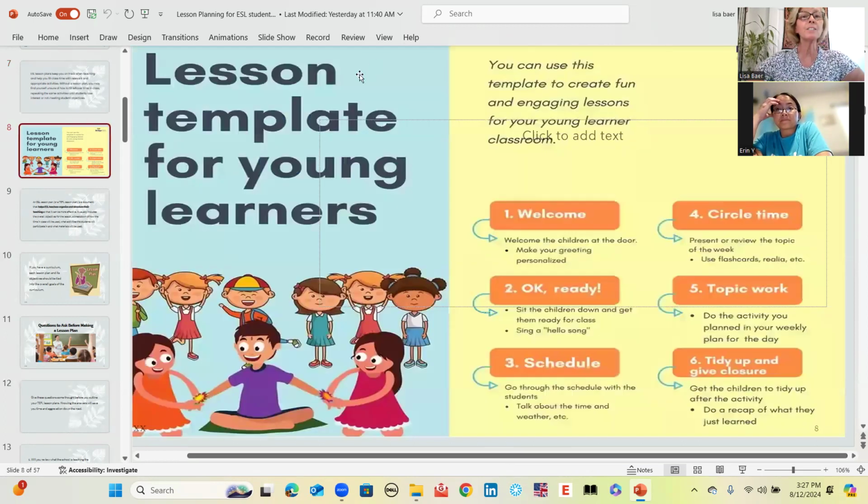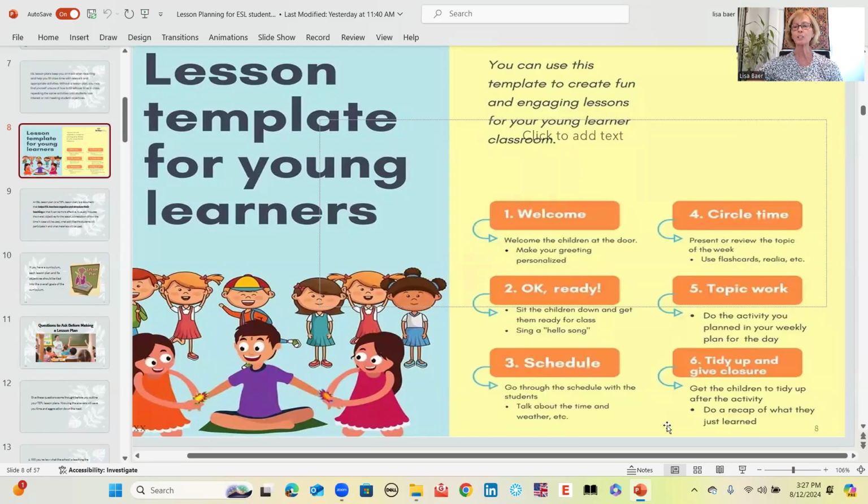So here it is. Here's a template for young learners. You can use this template to create fun and engaging lessons for your young learners. Of course, the outcome and the objectives are not as stringent, say if it's preschool, as if you're doing an elementary, intermediate, or advanced class.